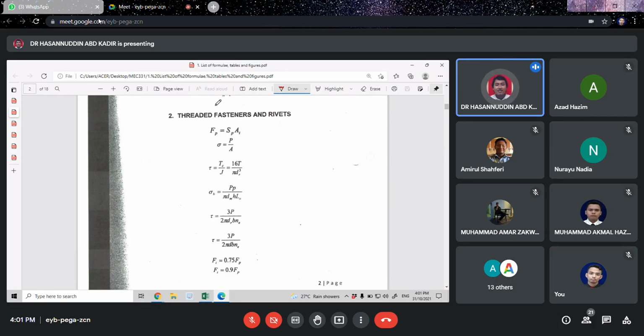Chapter number 2 here: threaded fastener and rivet. This one involves a lot of formulas for the fastener and rivet, so please take some notes here. Let's just go through this type of formula.